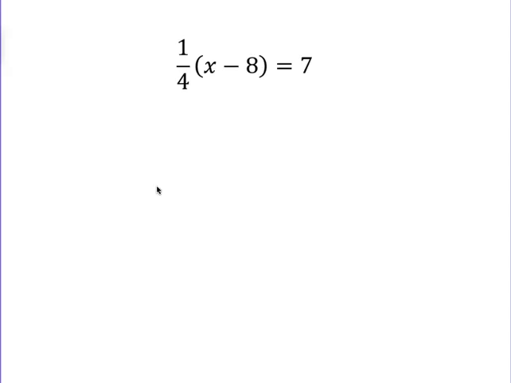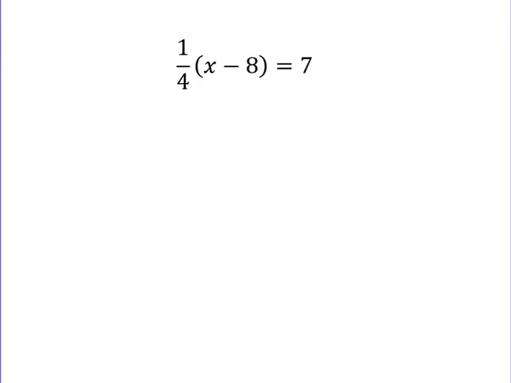So let's try and work out some problems that involve fractions, because I realize that fractions sometimes freak you guys out a little bit. So we have a problem here with the fraction 1/4 being multiplied to the quantity x minus 8, and that equals 7. And we're going to go ahead and see if we can figure out what x is.